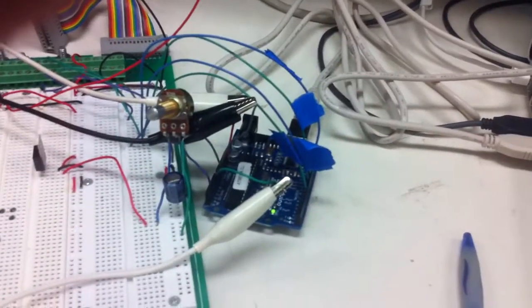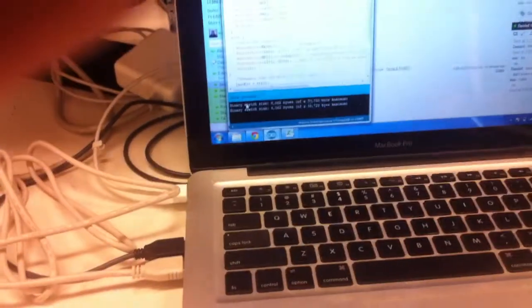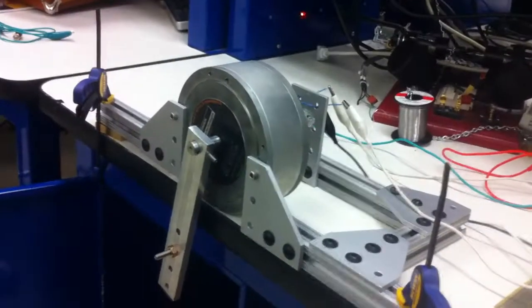If you look at my computer over here, you can see the Arduino prompt and then another prompt here. What actually happens is if I move the potentiometer, you'll see the motor move. Rotating the potentiometer with my hand, you see the motor moving like that.